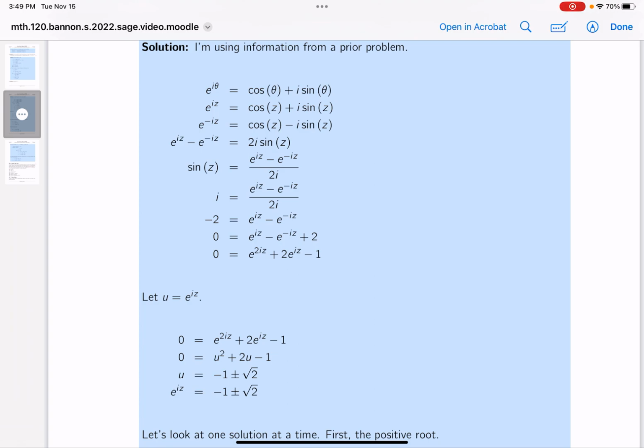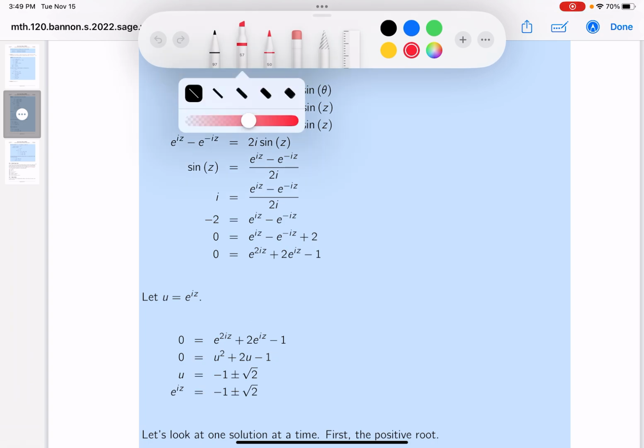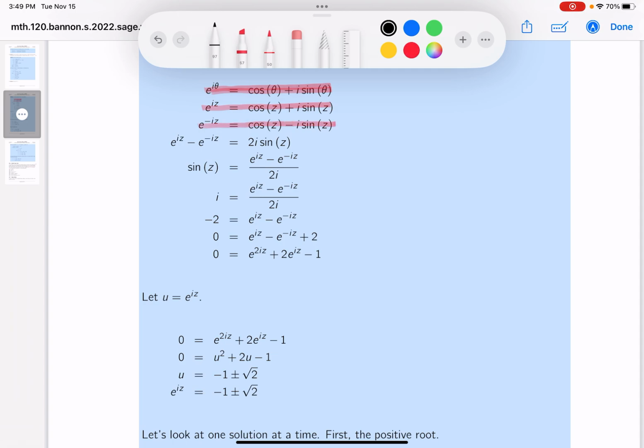And the review I want to just go through with you is something that we presented to you in the past. And let's just talk about that. And that's going to be this identity over here. And then I just, instead of using theta, I use z. And then what I did is e to the minus iz. Let me go through that with you.